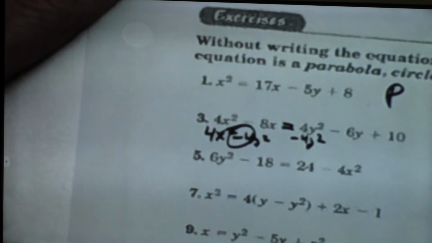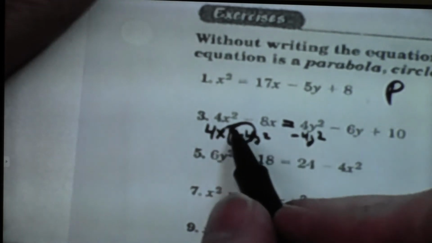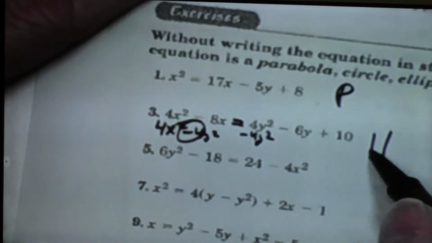What's the only one that has a negative? Hyperbola. So as soon as it's on the other side and I see that because I had to move it, it's a negative, that means this one's a hyperbola. Automatically a hyperbola.